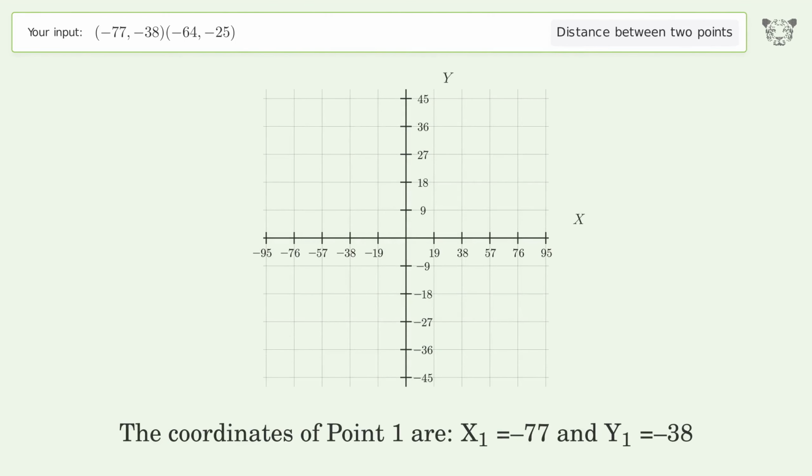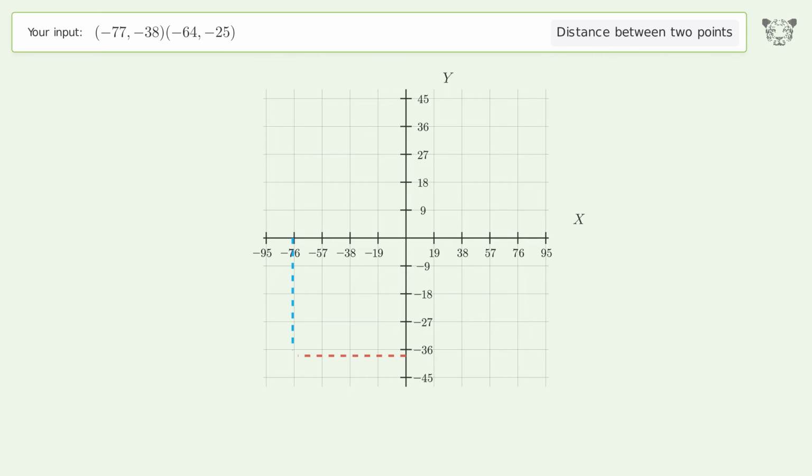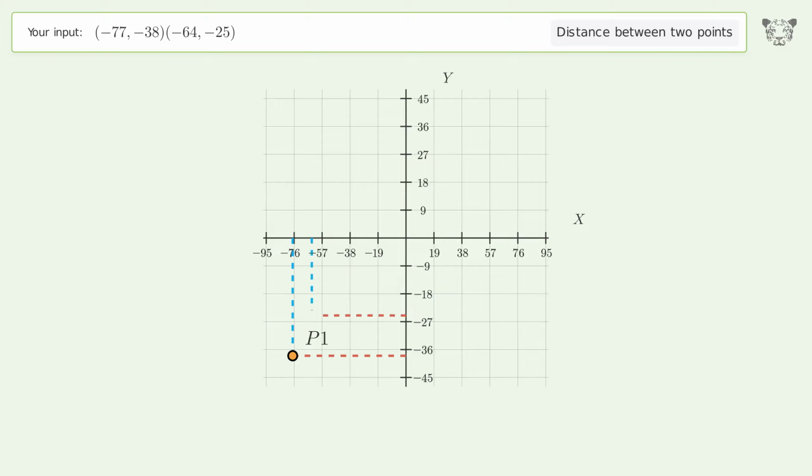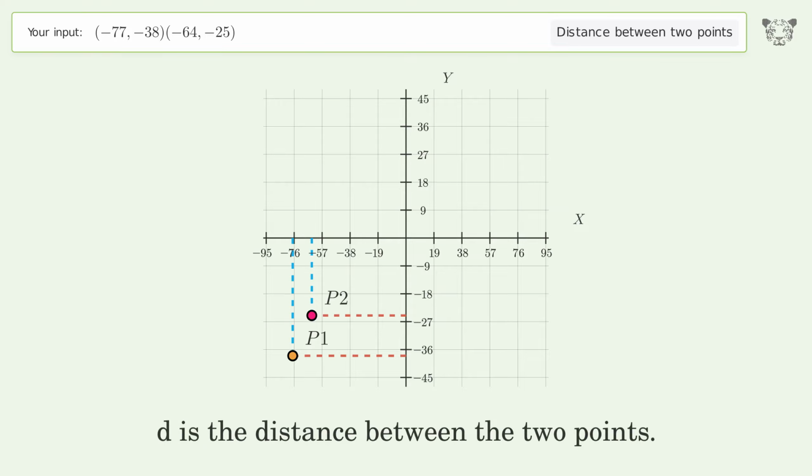The coordinates of point 1 are x1 equals negative 77 and y1 equals negative 38. The coordinates of point 2 are x2 equals negative 64 and y2 equals negative 25. D is the distance between the 2 points.